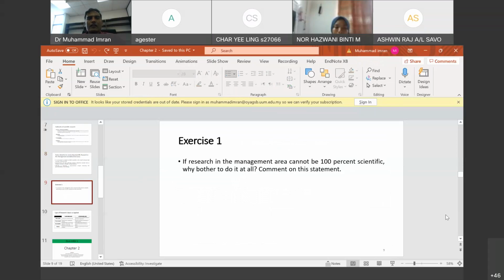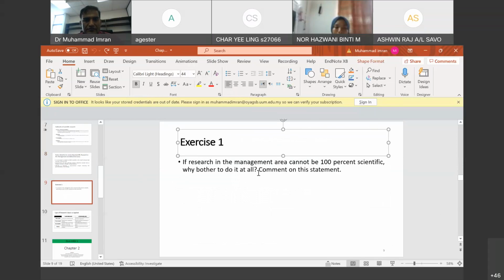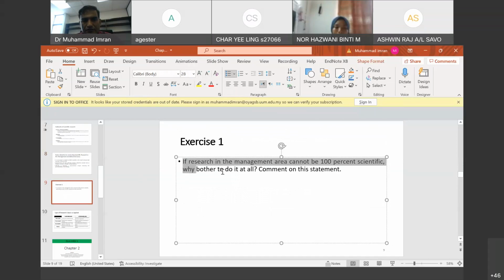Let's discuss this. Please be ready for the exercise. If research in the management area cannot be 100% scientific, why bother to do it at all? Comment on this statement. I'm giving you 10 minutes. After 10 minutes, I will ask you questions and ask for your suggestions. Now you have 10 minutes to think about it. You can record your answer.